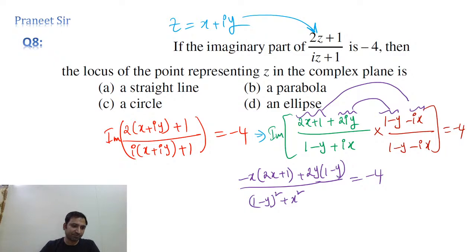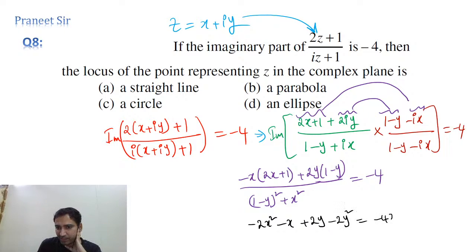So what is the answer, guys? Anyone got the answer for this question? Now let's cross multiply and simplify this. When we cross multiply, minus 2x square minus x plus 2y minus 2y square is equal to minus 4x square minus 4y square plus 8y minus 4. That's what we're getting.